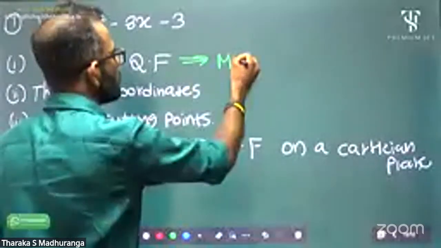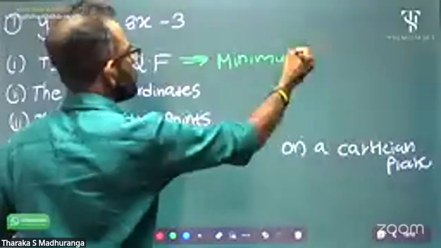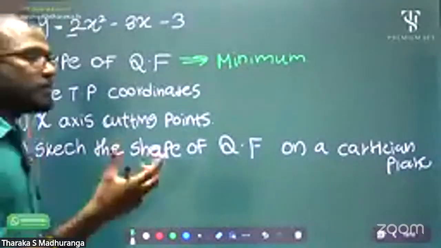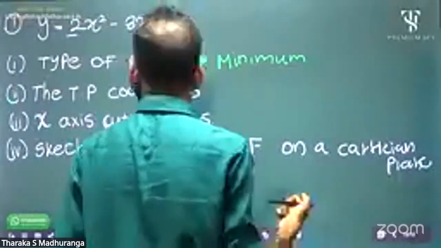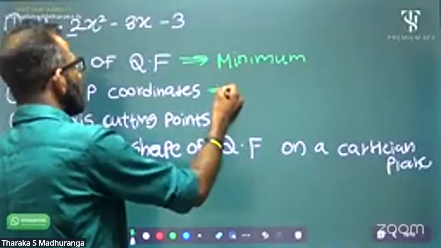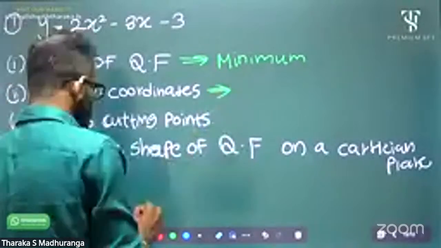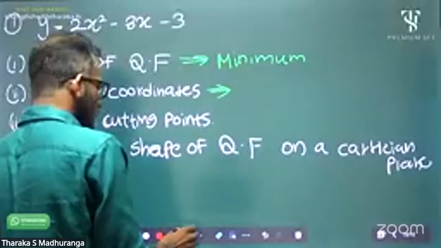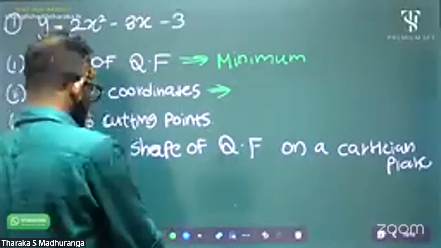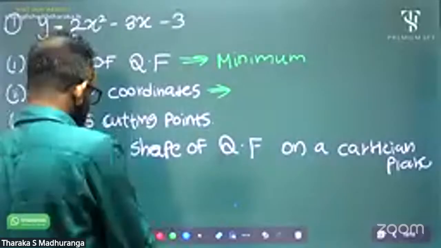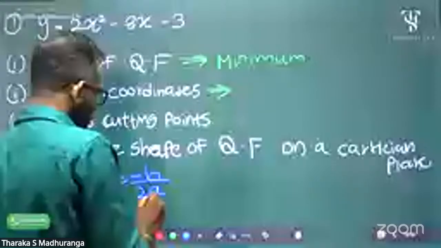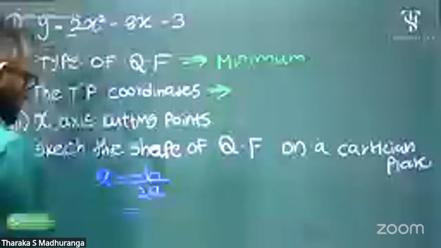Good. Minimum. Very simple. This quadratic function part is very simple and easy. Easy to understand than unit functions. Okay, what are the turning coordinates? First, you can calculate the x coordinate at the turning point. That's x coordinate equals minus b over 2a. What's the minus b?